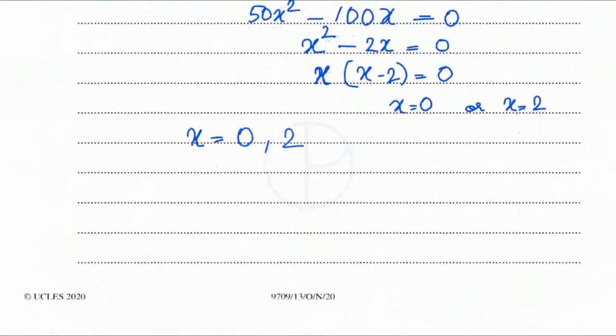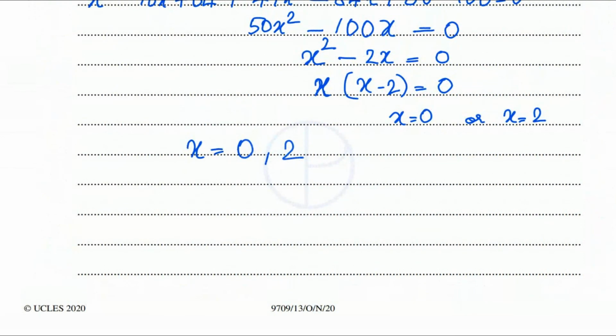So the x coordinate of B is 0 and A is 2.